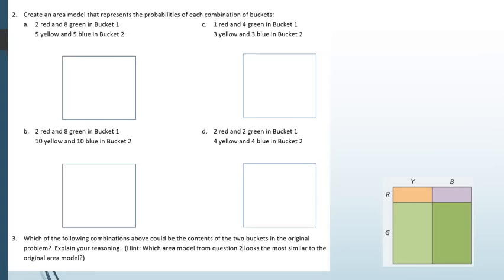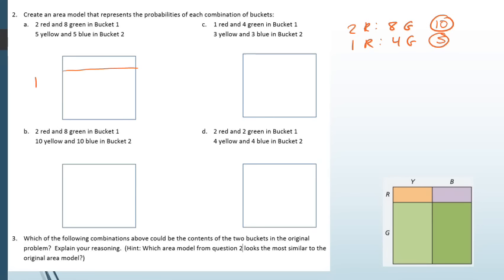Now let's create area models to represent the probabilities of each combination of buckets. So the first we see is 2 red to 8 green in bucket 1. And 2 red to 8 green is a ratio that we could actually simplify so that we don't have to draw quite so many sections. 2 red to 8 green could be simplified to 1 red to 4 green. And so instead of drawing 10 sections up here in order to do the 2 to 8, I could actually draw 5 sections in order to do 1 to 4. And that just makes it a little bit easier to set up.